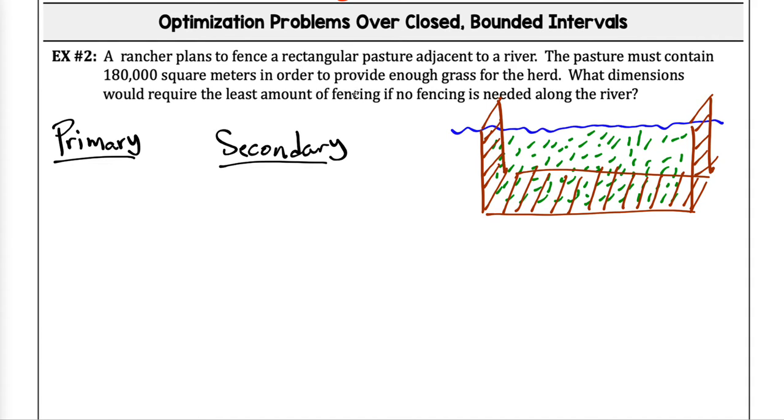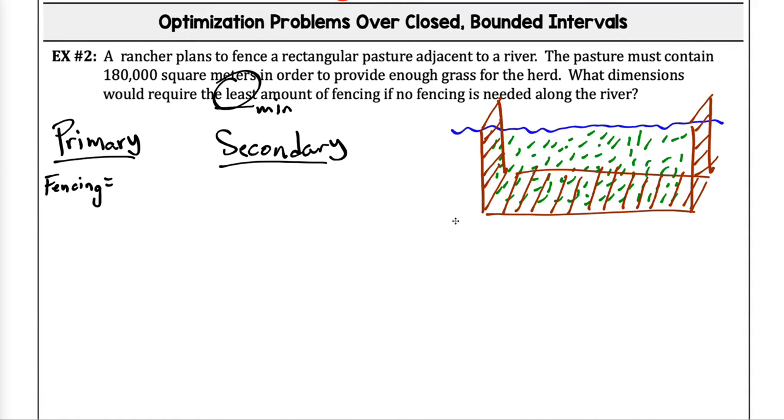information on your own. What dimensions would require the least? That is the word right there that implies or infers max or min. So that's inferring least, min. So we would need an equation for amount of fencing, because that's what we are trying to minimize, the amount of fencing.